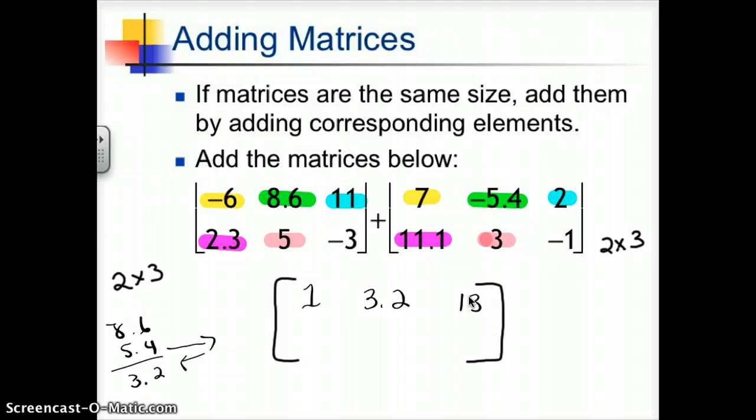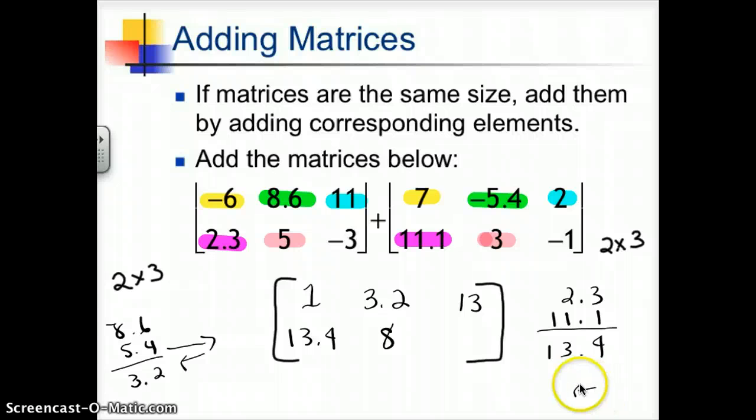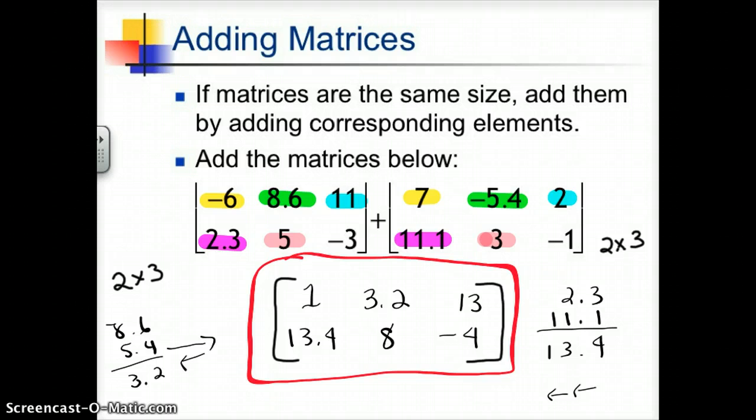2.3 and 11.1, those are also both positive, so you should just be able to add. If you need to line up your decimals and show it, that's fine. You can also do this in your head. I'm going to be okay either way. This is a 13.4. 5 and 3, hey look, those are also positive, that's an 8. And then the last two, -3 and -1, both pulling in the same direction this time to the left of 0, so it's going to be -4. This is my final answer. It's going to be a matrix, and it's also going to be a 2 by 3 matrix.